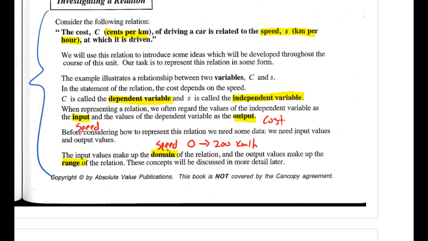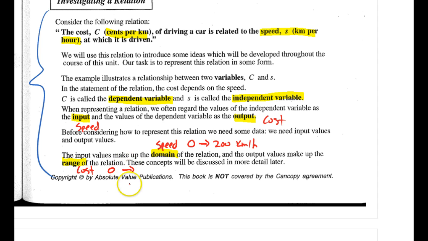Okay, the range, on the other hand, is the cost, all the possible values for the cost. Well, if you turn the car off and don't drive it, there's no price, you're not wasting any gas, so the cost is zero.